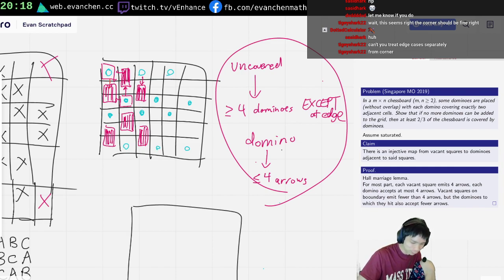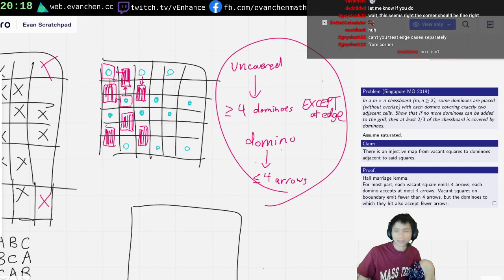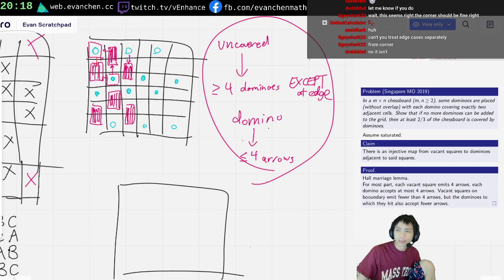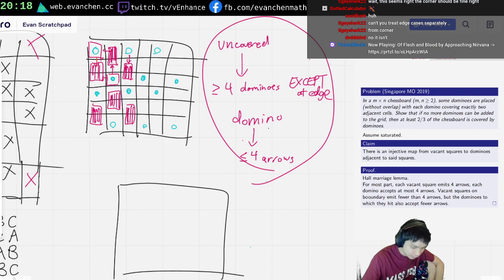Hall's marriage lemma is OP. If you know how to use Hall, it's so good, because when you use it to prove a particular claim, like a claim like this, it's usually hard to prove without Hall. If I have a particular claim and the claim follows by Hall, usually you can't really prove it otherwise. Whenever you use Hall's, it does this magical thing.